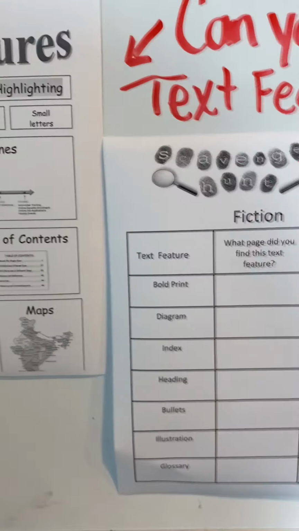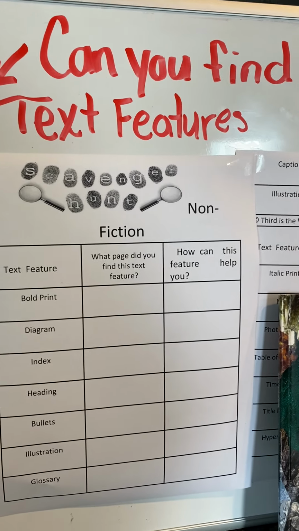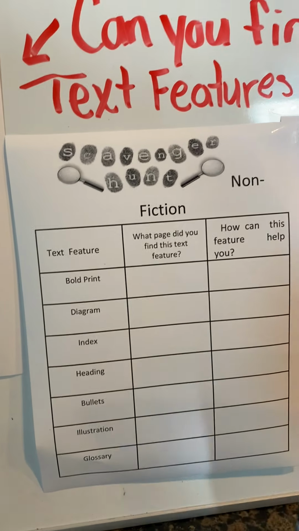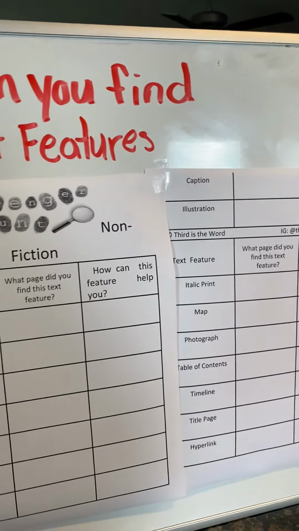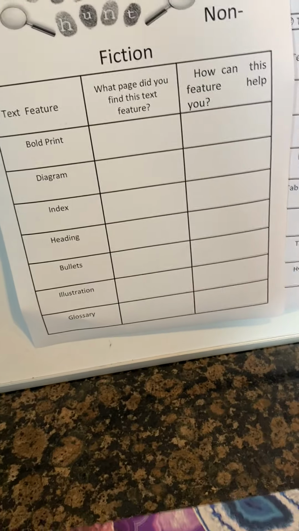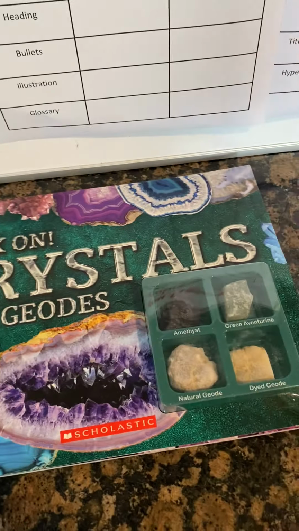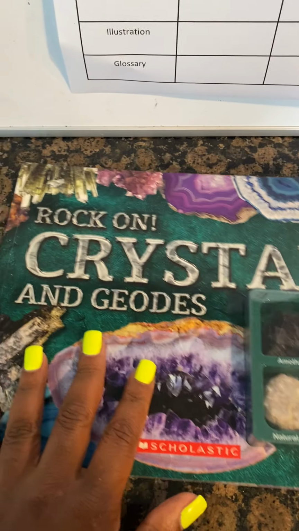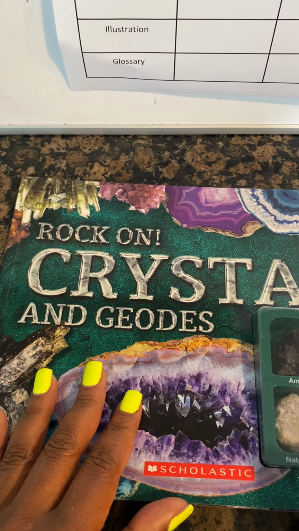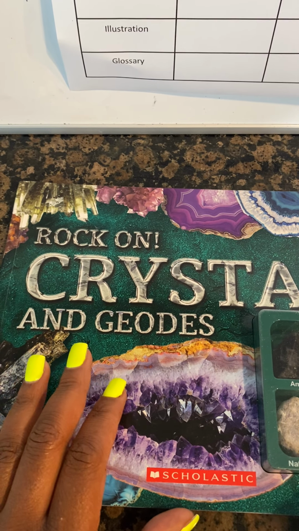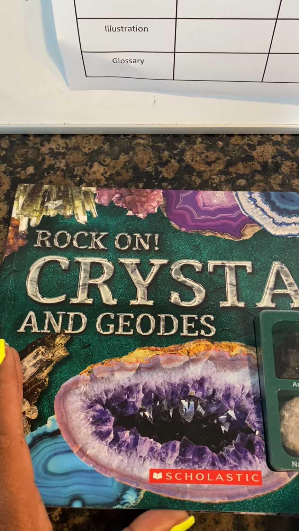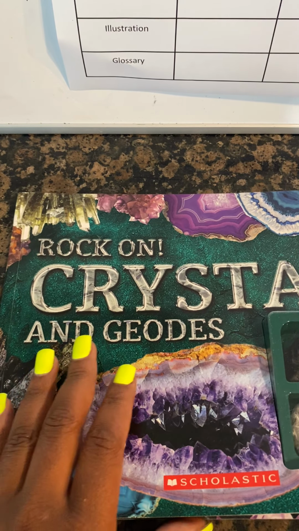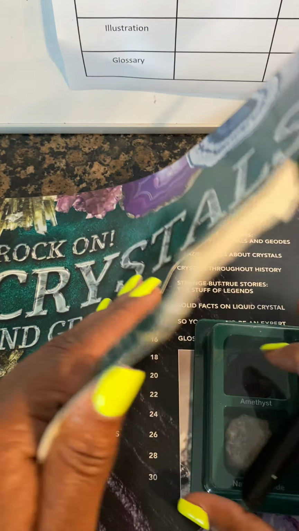So today we're going to play this game called Can You Find Text Features? And we're going to see if we can find some of the text features on the sheet that you had to do in this story called Rock On: Crystals and Geodes. Okay? So I'm going to flip through the book and see if I can find some bold print, some diagrams, an index, headings, bullets, illustrations, a glossary, and any other text feature that will help me to read this book.